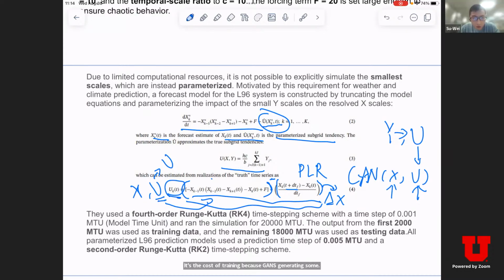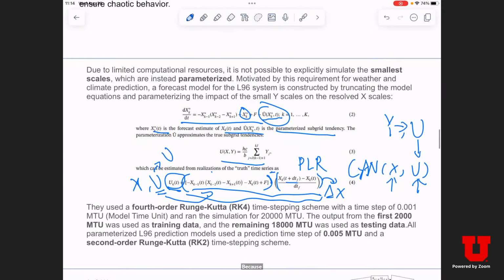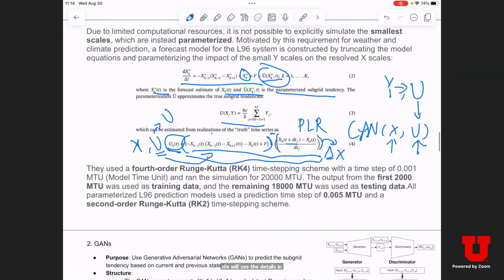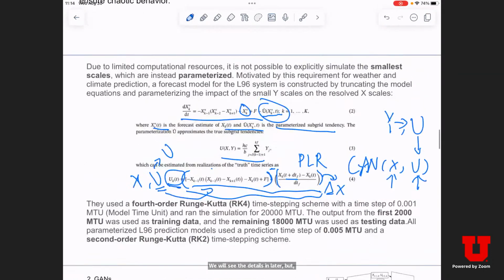I want to clarify it. So, they use the GANs to simulate the right terms of equation 2. Is that correct? Because they want to use the GANs to make the small scale prediction. They don't predict the x. We will see the details later, because next I will talk about the GANs, how to do the prediction. I have a question.